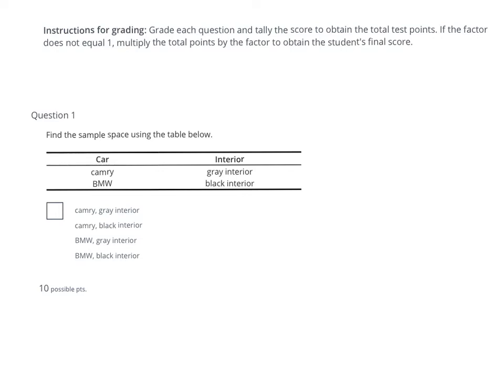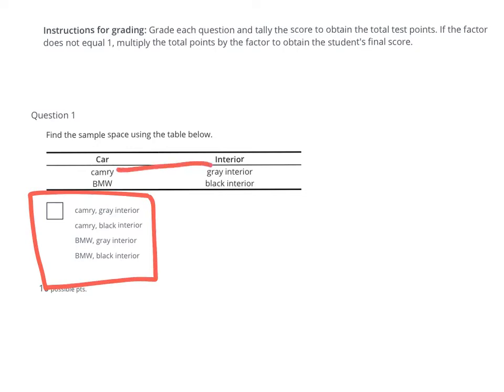Well, let's look at the review questions from Friday from the green puzzle piece on the 6.1 to 6.2 review. First question here is find the sample space using the table below. The correct answer was this one right here. And really all you need to do is make all the combinations between the cars.